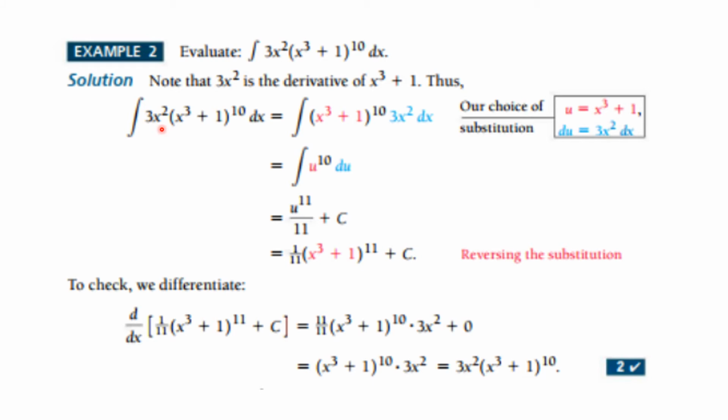So then we go back to the problem, and you see we have u raised to the 10th power. And 3x squared dx is, in fact, our du. Sometimes it's not this easy, but sometimes it is. So you see, you have u here, so I can apply our rule. Add 1 to the exponent, divide by the new exponent, and add a constant of integration. And then I have to reverse the substitution, going back to our variable of x. So the answer to this problem is 1 over 11 times x cubed plus 1, the whole to the 11th, plus c.